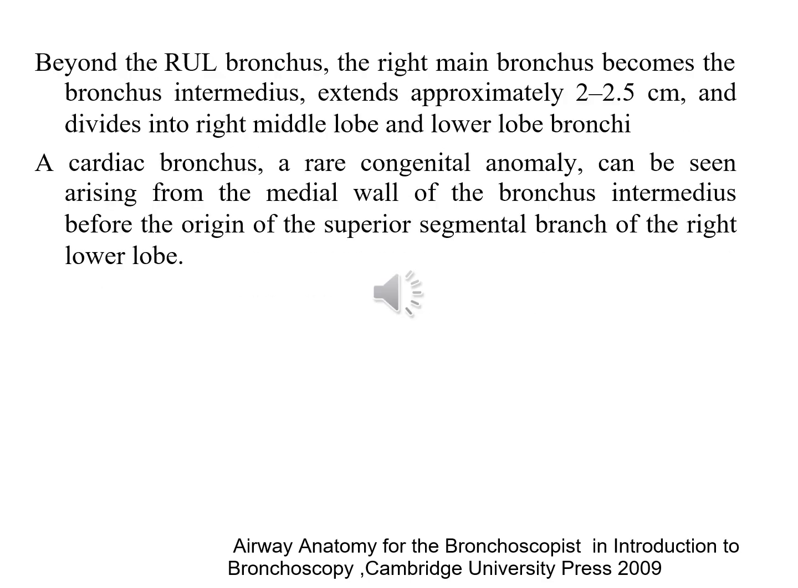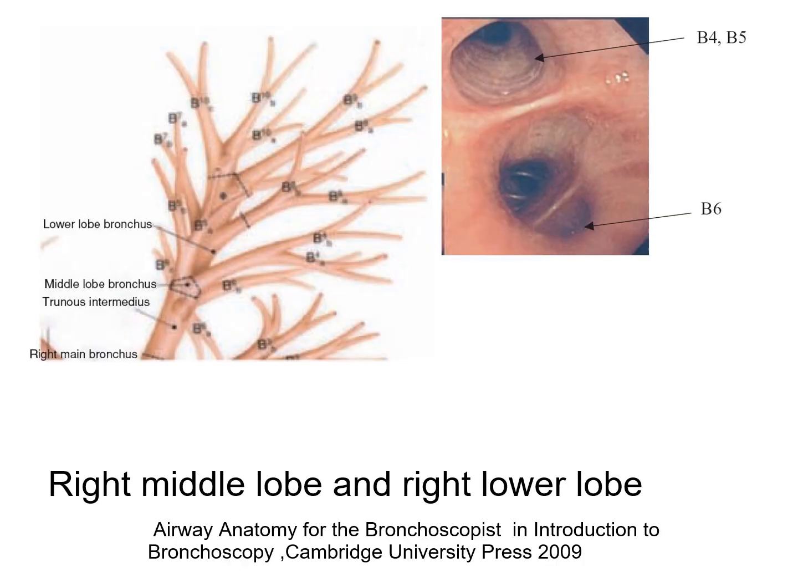Beyond the RUL bronchus, the right main bronchus becomes the bronchus intermedius, extends approximately 2 to 2.5 centimeters, and divides into right middle lobe and lower lobe bronchi. A cardiac bronchus, a rare congenital anomaly, can be seen arising from the medial wall of the bronchus intermedius before the origin of the superior segmental branch of the right lower lobe. Right middle lobe and right lower lobe.